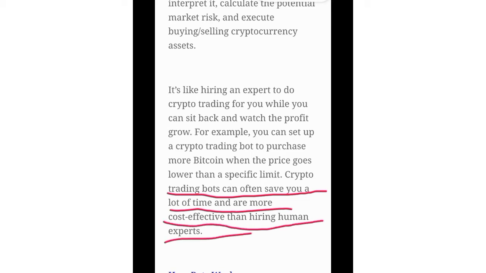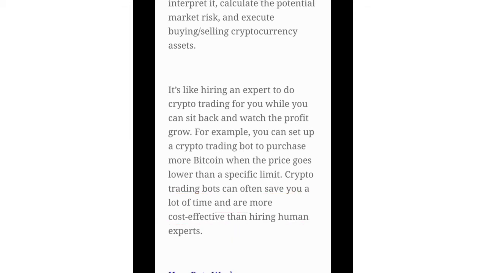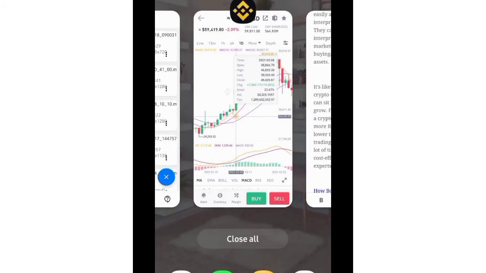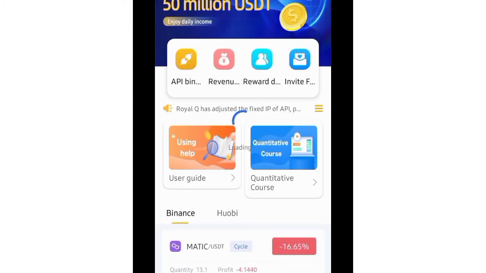So what this simply means is that it saves you time. Maybe you work a 9 to 5 job, or you do other things. Even if you are a stay at home mom, you still need to take care of your home and your children and the rest. You can't say because you want to trade, you want to make money, you are just glued to your phone. No, that is not how it is. So that is why Royal Q has come to stay, and this is Royal Q here.